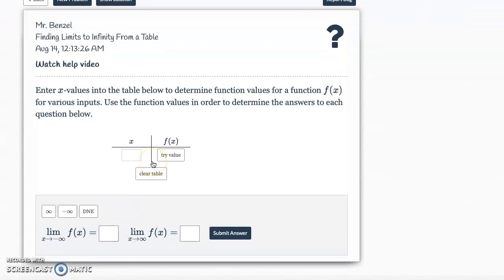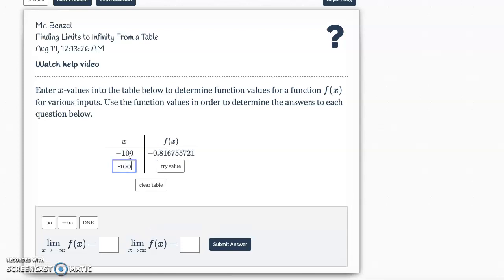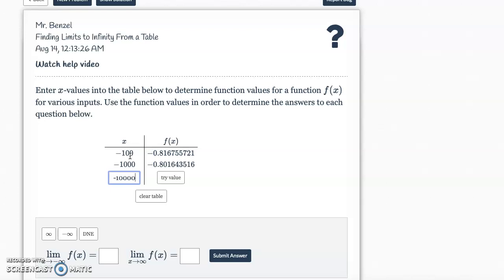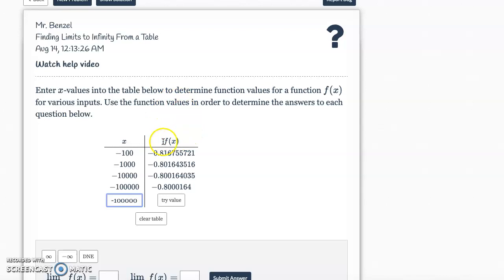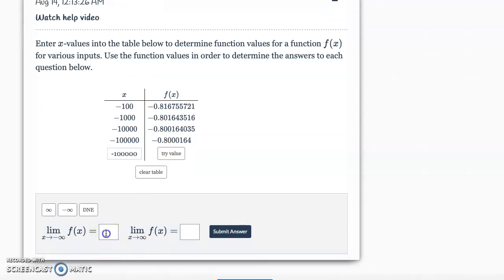We're going to try one more. Let's see what happens when we get to those progressively smaller numbers. Maybe we'll try negative 100, negative 1,000, negative 10,000, negative 100,000. You can see that it's pretty consistently around negative 0.8. It is as close to negative 0.8 as possible without actually being negative 0.8.